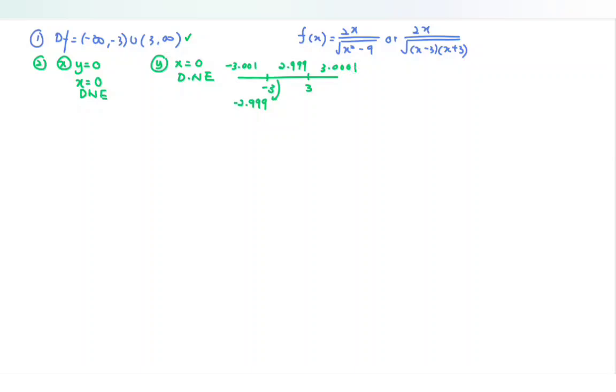Step number 3, move on with the vertical asymptote. Here we have x equals negative 3 and x equals 3. Limit as x approaches negative 3 from the left, limit as x approaches negative 3 from the right. Again, limit as x approaches 3 from the left, limit as x approaches 3 from the right. Kindly substitute into the function given.